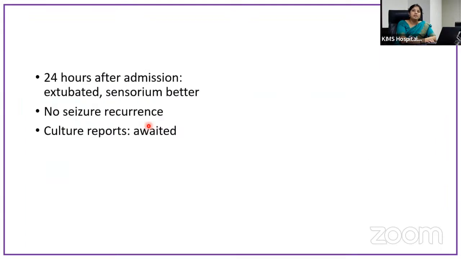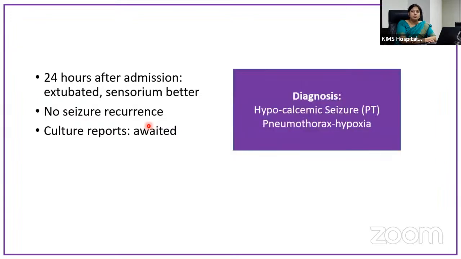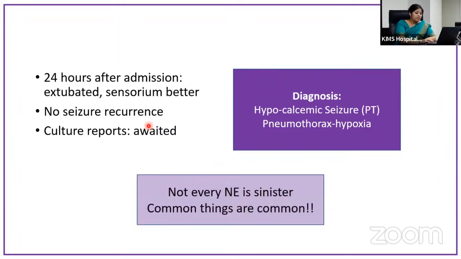Within 24 hours of admission, the child was extubated, and the sensorium was better. There was no seizure recurrence, although the culture reports were awaited. Now, this child had hypocalcemic seizures, and the child also had a pneumothorax, which most likely resulted in hypoxia and in seizures. So again, the message in this case is that not every neonatal encephalopathy has to be sinister. Common things are still common.